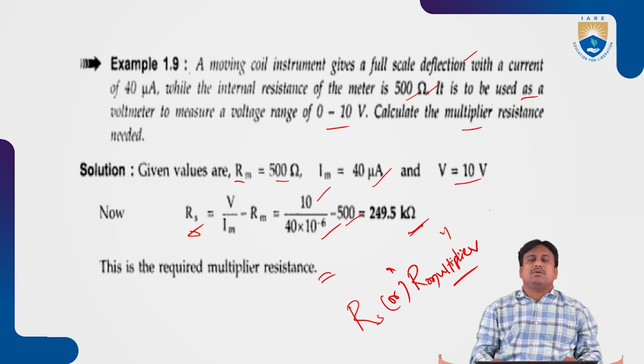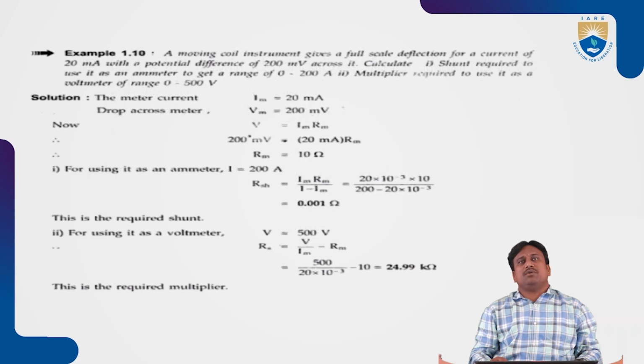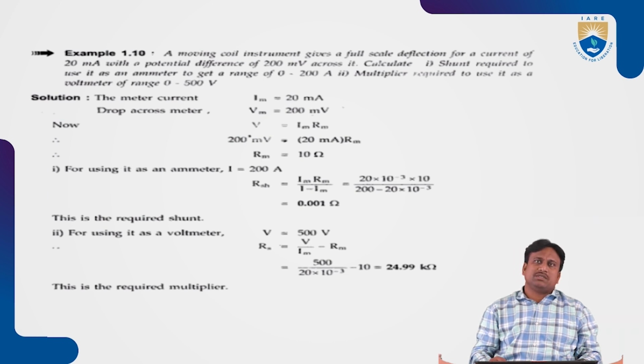Likewise, we have so many examples based on the extension of meter ranges, which give suitable values like this, calculating Rm and Rsh and using as a voltmeter. We can solve so many problems that give suitable solutions to extend the meter range.